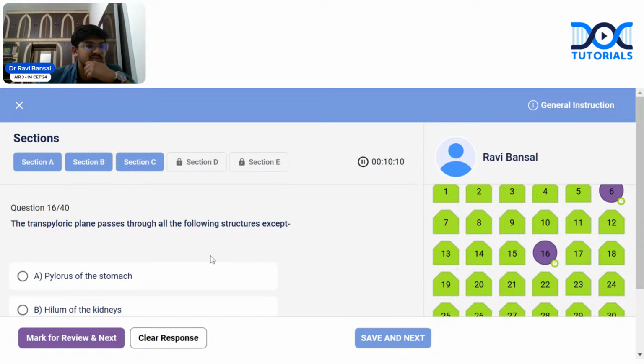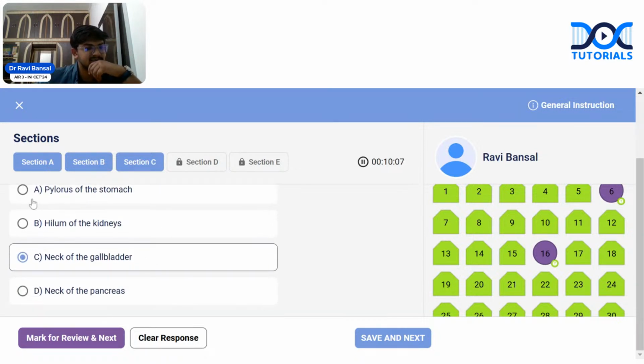Transpyloric plane. Pylorus of the stomach is right. Hilum of the kidney is right. I'm sure about A and B. I'm just not sure whether it was the neck of the gallbladder or the fundus of the gallbladder. Neck of the pancreas looks right, because in the transpyloric plane we see the formation of the splenic vein, so it forms at the neck of the pancreas. And obviously the transpyloric plane goes through some part of the duodenum, and the neck is also in that area. And I kind of remember reading it was the fundus of the gallbladder, no, neck of the gallbladder. So I will just mark this.